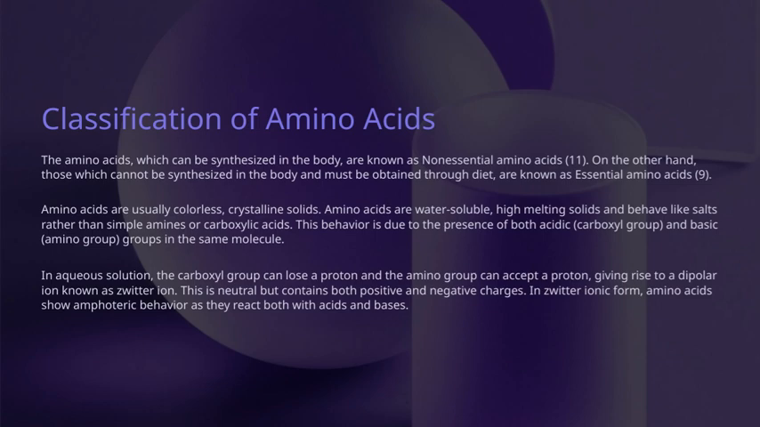Now, moving to their physical properties, amino acids are typically colorless, crystalline solids. They are water-soluble, which is important because it allows them to participate easily in biological processes. They have high melting points and tend to behave more like salts rather than simple amines or acids. This is because they contain both an acidic carboxyl group and a basic amino group within the same molecule, giving them unique chemical behavior.